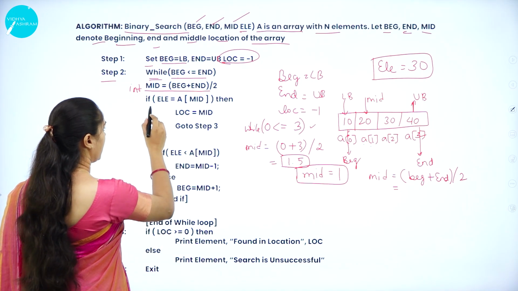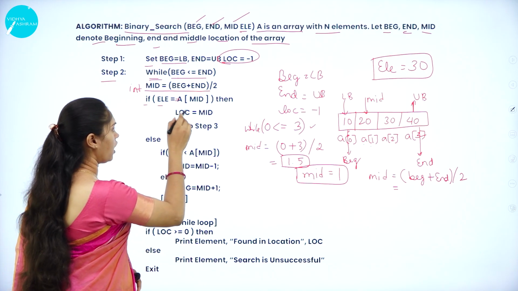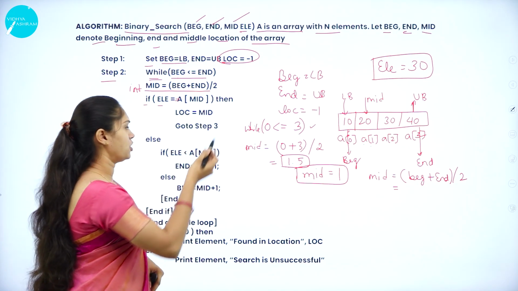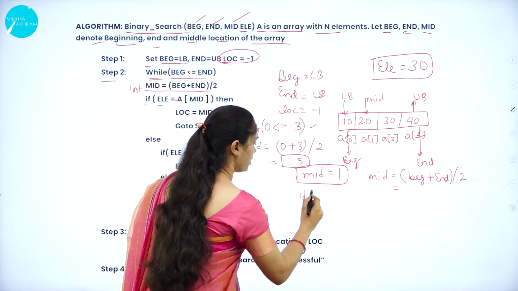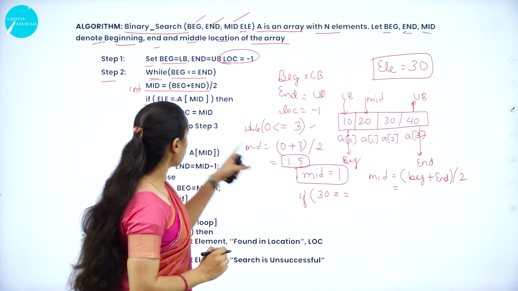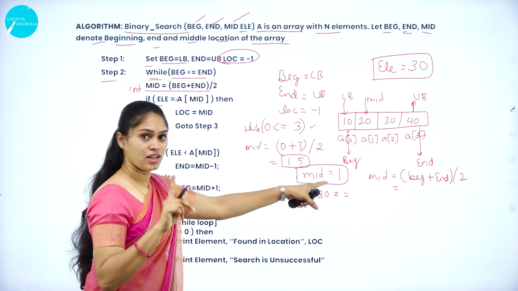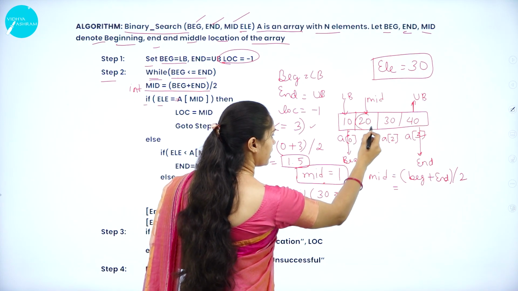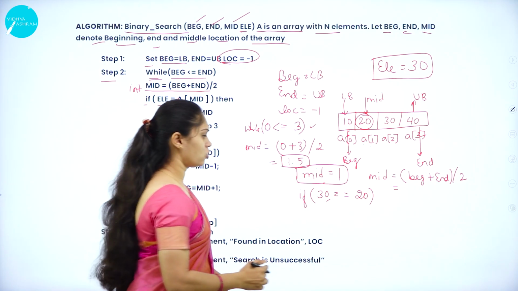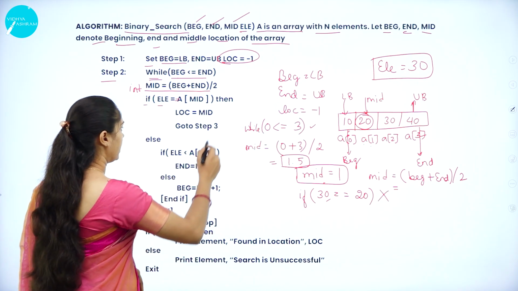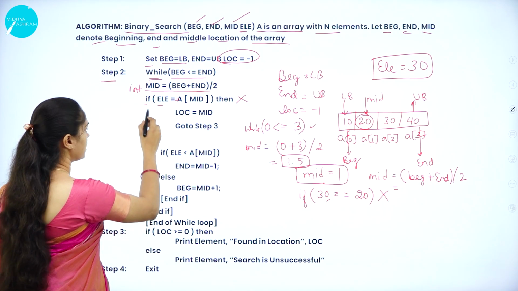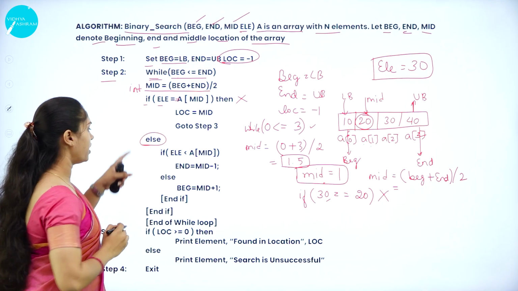So I am going to check if element is equal to a of mid. So make it as double equals. Why? Because I am just checking if element is equal to a of mid. So if element, which is the element I am searching for, 30, is equal to what is there in a of mid? Mid value is 1, a of 1. What is there in a of 1? That is 20. Is 30 equal to 20? No. If this becomes false, we are supposed to come out of this if. That means I have to go with the else part.